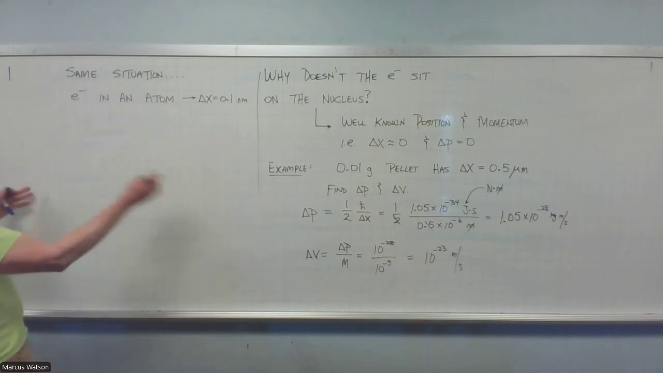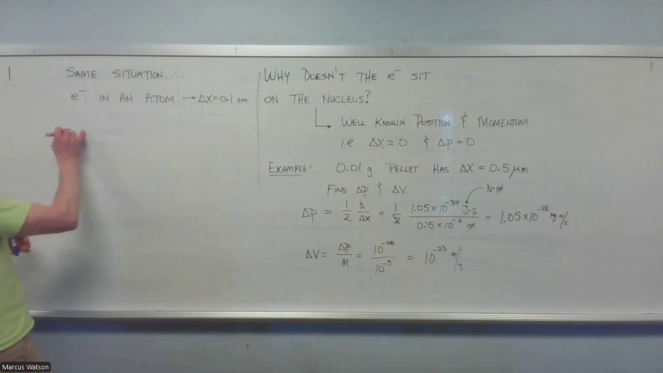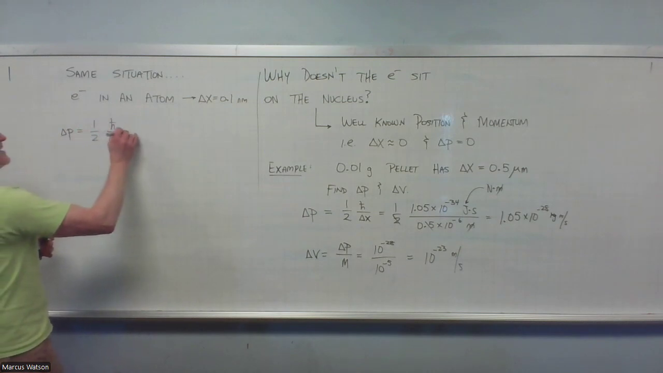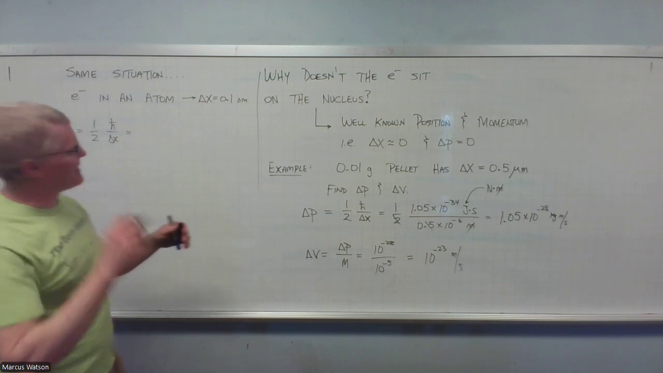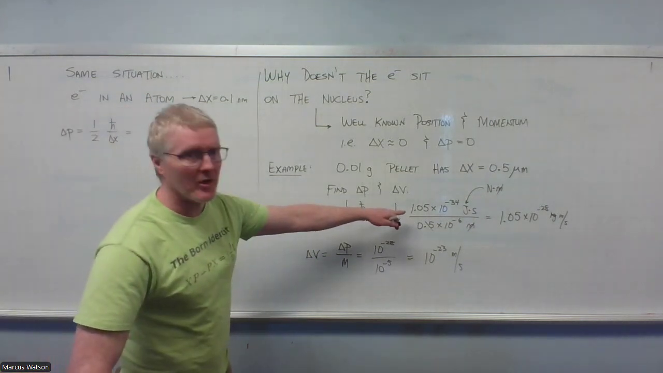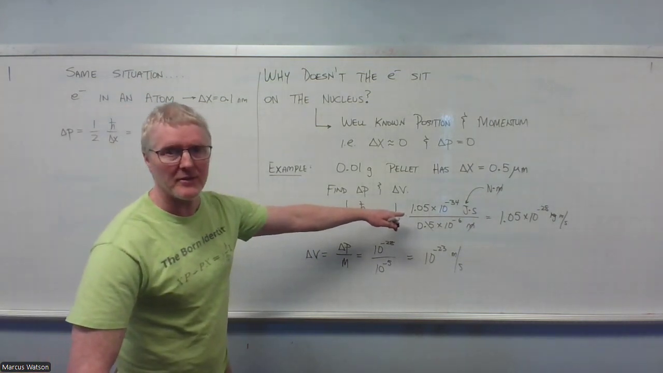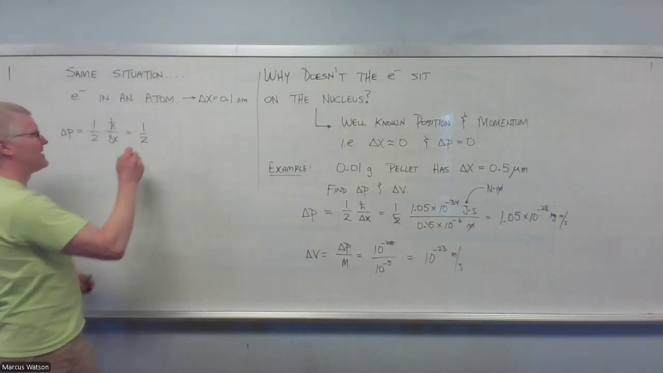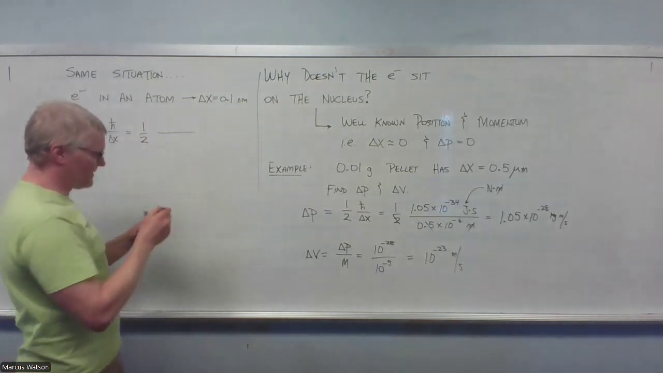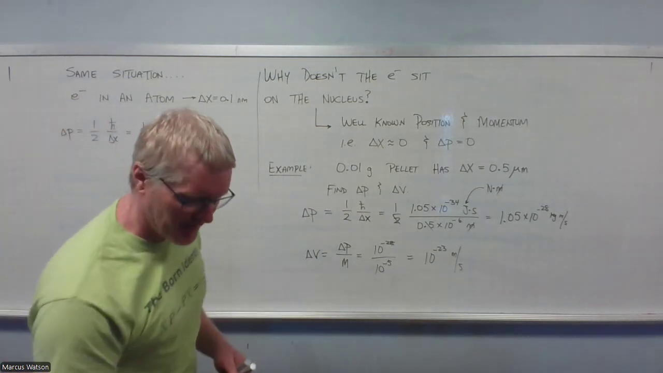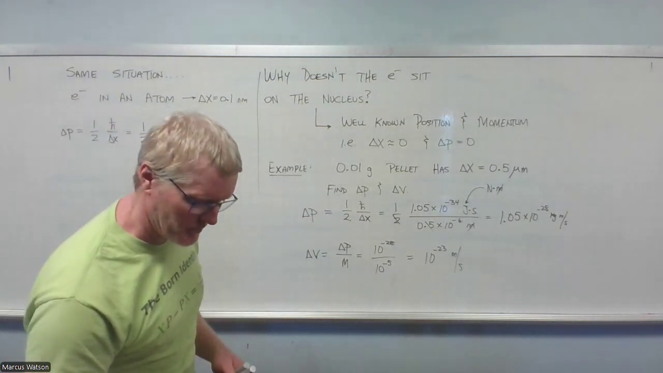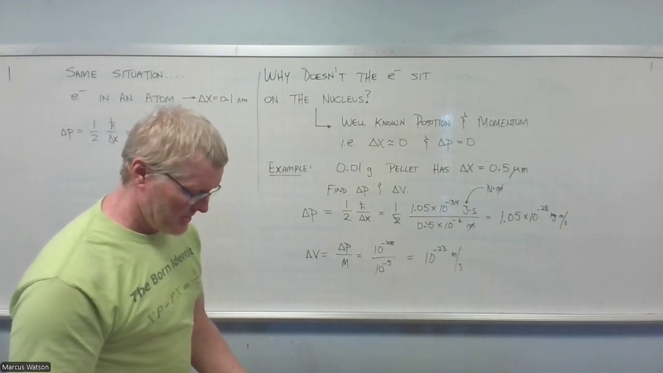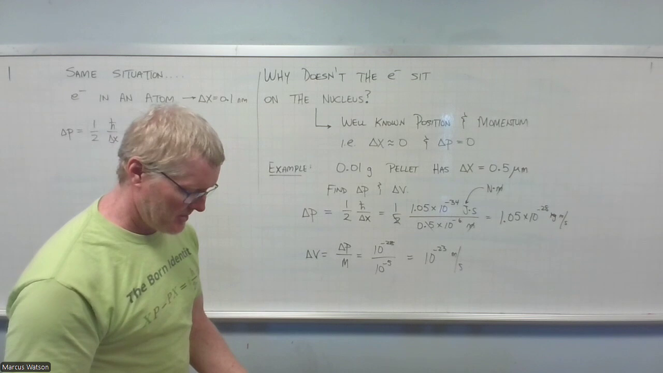So what would I do then? I would say, all right, delta P, once again, 1/2 h bar over delta x. Now I would use the h bar in electron volt seconds rather than joule seconds. So I'd say it's 1/2, and I don't remember this number off the top of my head. So let's see, what is it? It's 4.14 divided by.